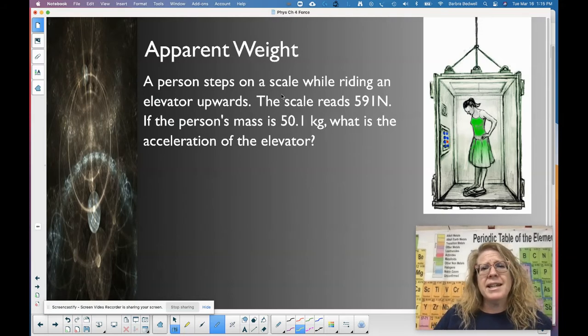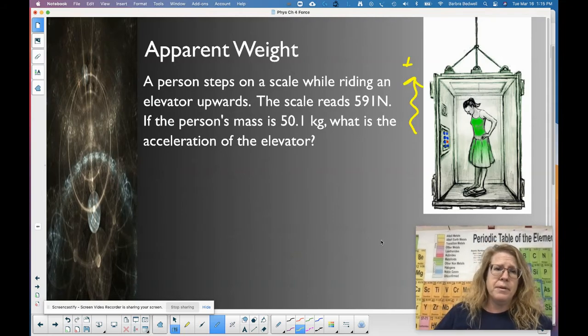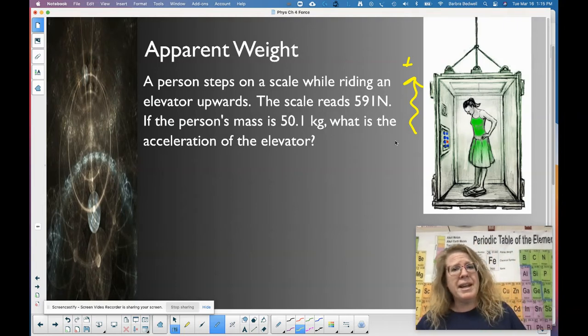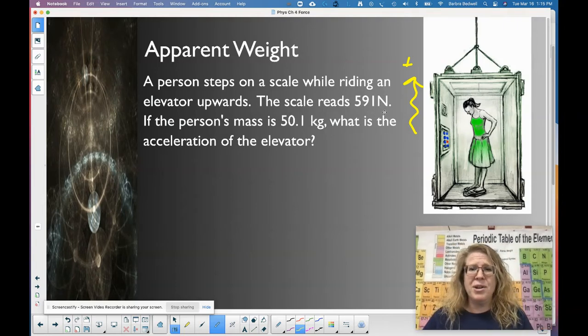So you're standing on a scale, you're riding the elevator upwards. So again, the elevator now is moving this direction. We can call that positive if you want to. It's moving up. So the scale should be reading heavier than you actually are. Person's mass is 50.1 kilograms. What's the acceleration of the elevator?